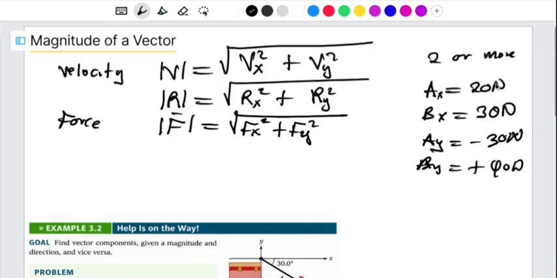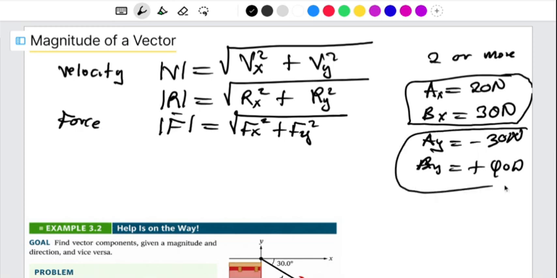So you have to find the sum of all the x components, you add them. You also add the sum of all the y components. You add them together, and then you find the resultant vector. For example, to find the resultant vector of this one, I need to add the 20 plus 30, then I'm going to get 50. So that is 50 now squared.